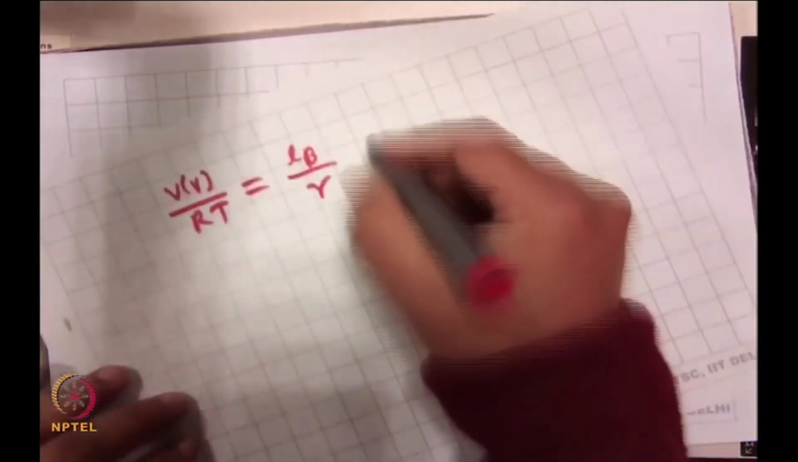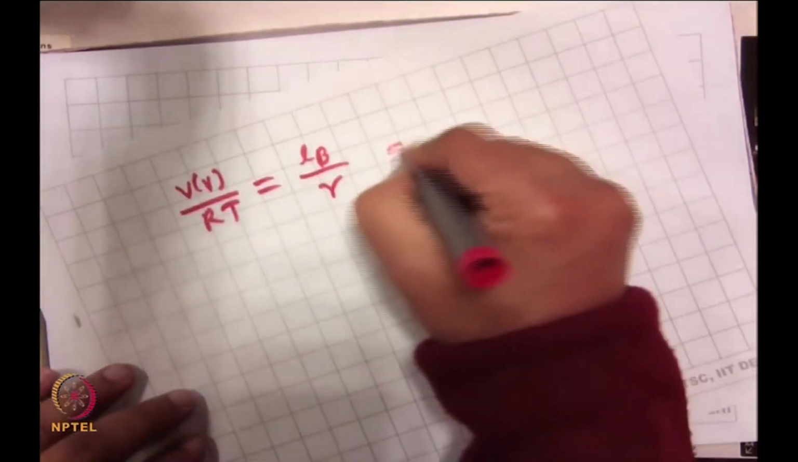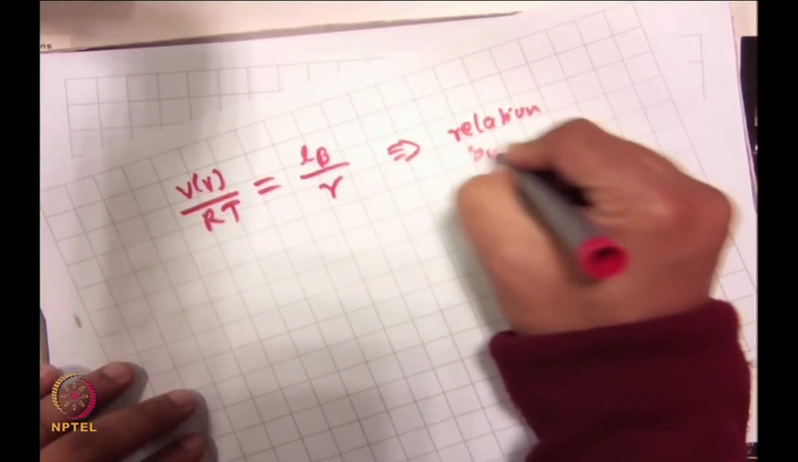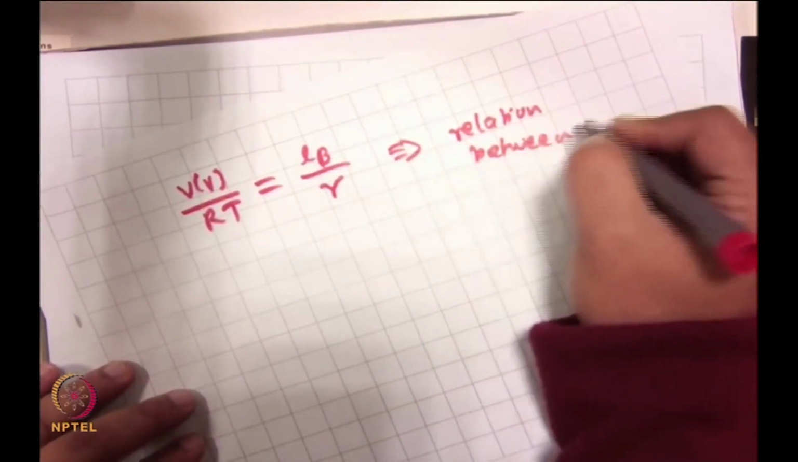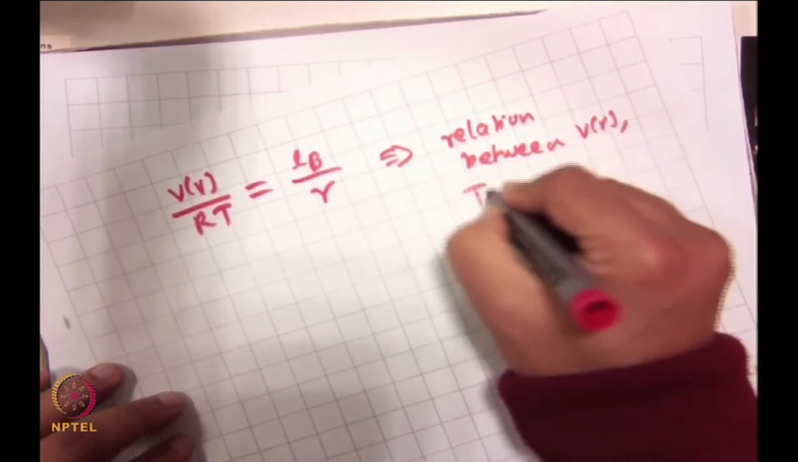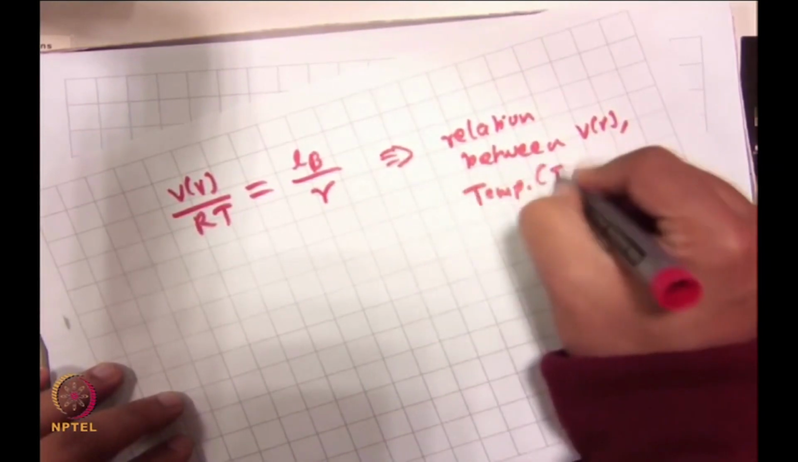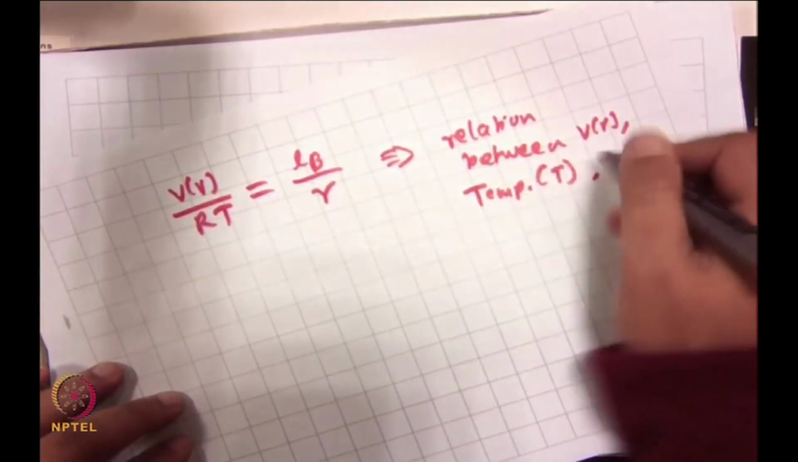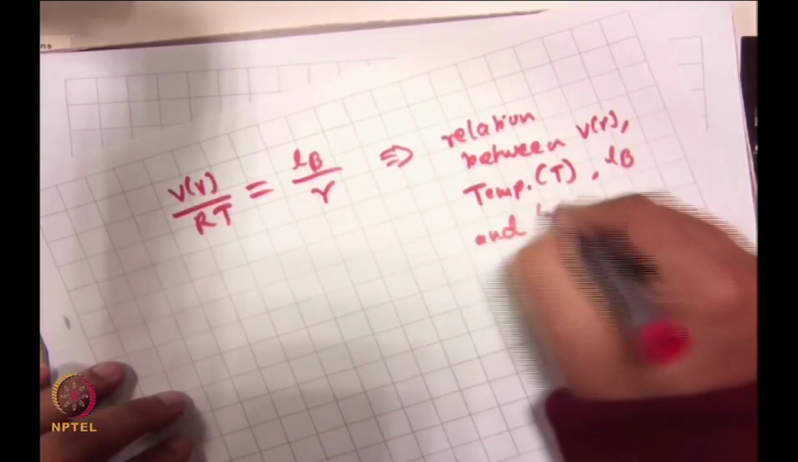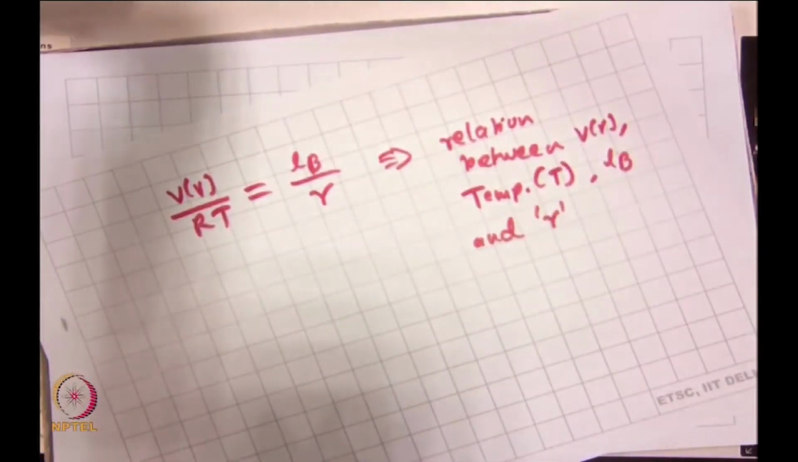So this is an equation. You have found out a relation between, and this is significant, V of R, temperature T, the Bjerrum length LB, and the distance of separation R.